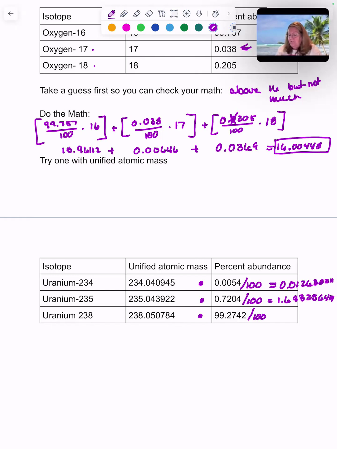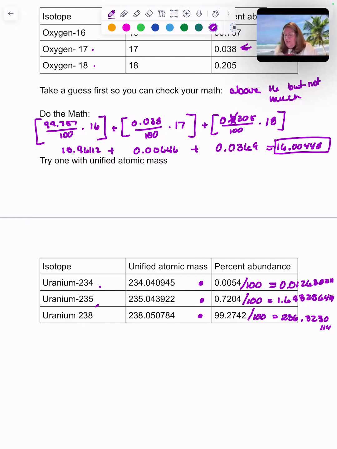99.2742 divided by 100 times 238.050784. Okay, we didn't make our guess. Well, obviously 238 is the most abundant, by far. So we're really going to be looking for a value close to 238, but it should be just under 238 because the other isotopes are below 238.